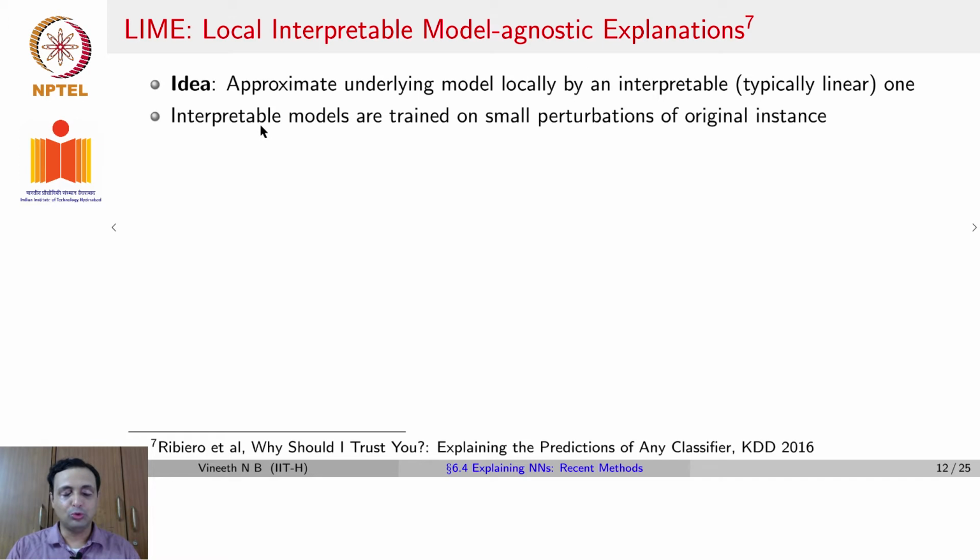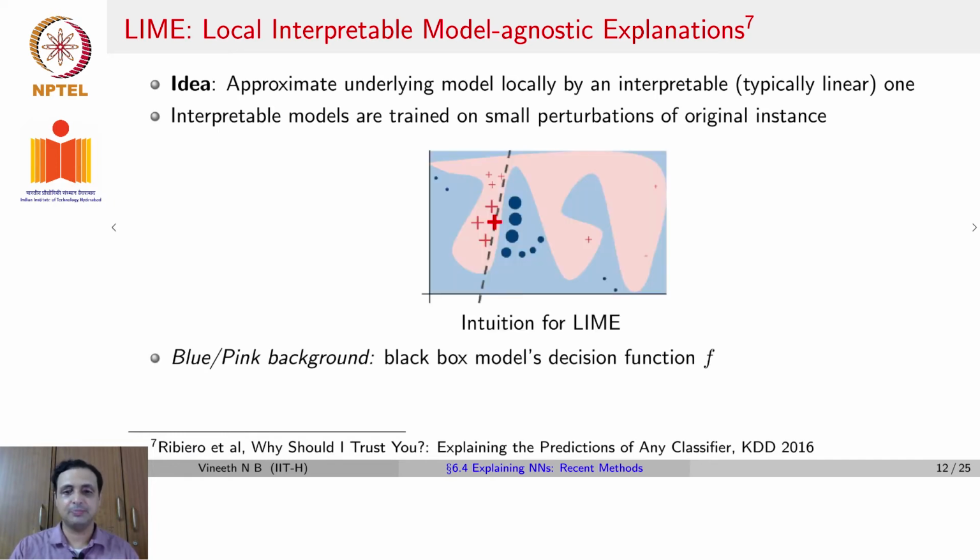You first have a trained model, and now you're going to train an interpretable model on top of small perturbations of a given instance. Here is an intuitive visualization of the LIME approach. The blue and pink background gives the black box model's decision function f. That's the classification boundary between two classes. Let's assume it's a binary classification problem, and all of these pink regions correspond to one class, all of these blue regions correspond to the other class.